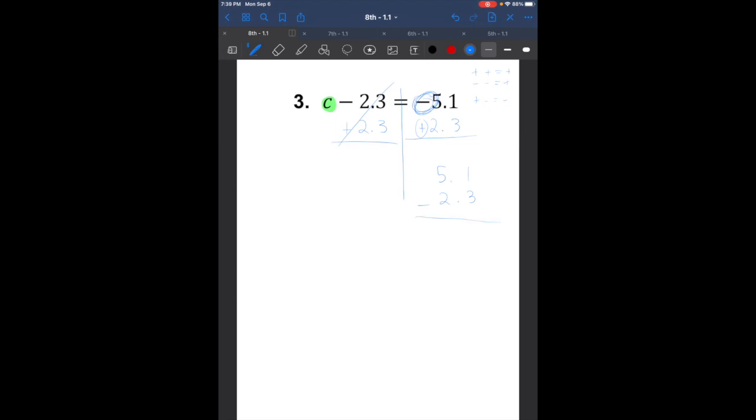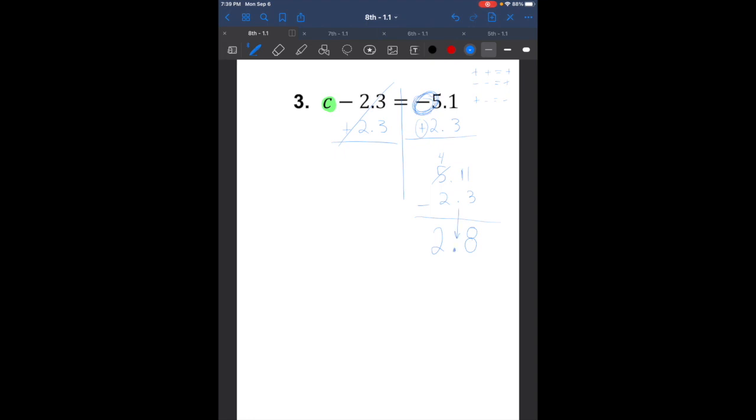And let's subtract. Can I take 3 from 1? Nope. So I'm going to borrow here. That turns into 4. This turns into 11. 11 minus 3 will give you 8. 4 minus 2 will give you 2. Don't forget to drop your decimal.